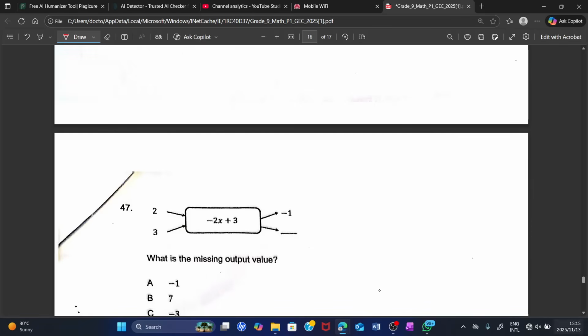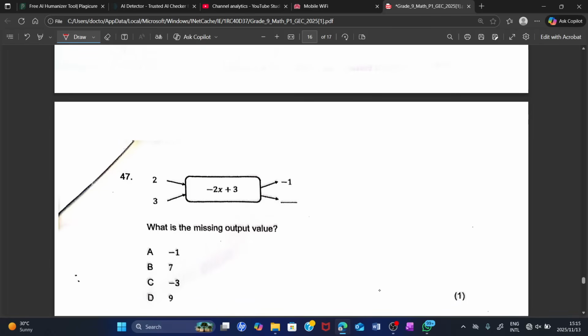All right, learners, let me just take this one. This one will be my last question. We want this one. Put 3 here where there is x, it will be minus 2 times 3 plus 3. Minus 6 plus 3 is minus 3. So the answer is C.